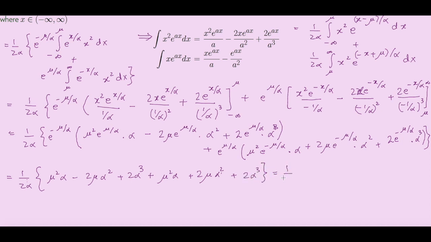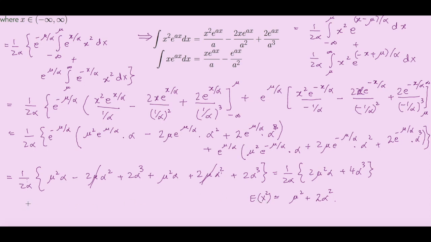which is equal to 1 over 2 alpha. Now this will cancel out with this guy. I will have 2 mu squared alpha plus 4 alpha cubed, which is equal to mu squared, because this will cancel out with this, except mu squared, and then we will have plus 2 alpha squared. So this is my second moment.